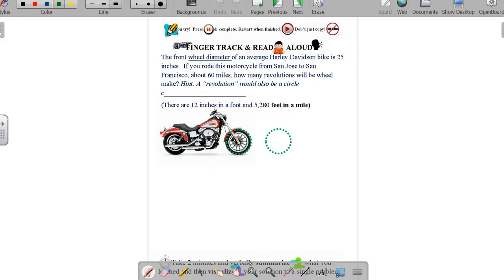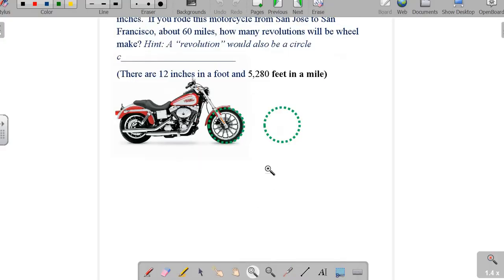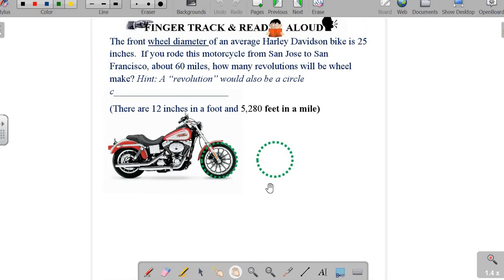Let's take a look how you did. Again, correct your work. I really, really, really hope you actually attempted this problem on your own rather than just copying, because copying is not learning. Let's reflect on the work that you already have. It says that a front wheel diameter of an average Harley-Davidson bike is 25 inches. So the diameter is 25 inches.